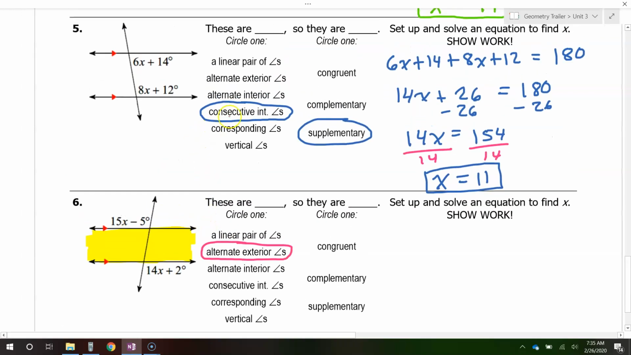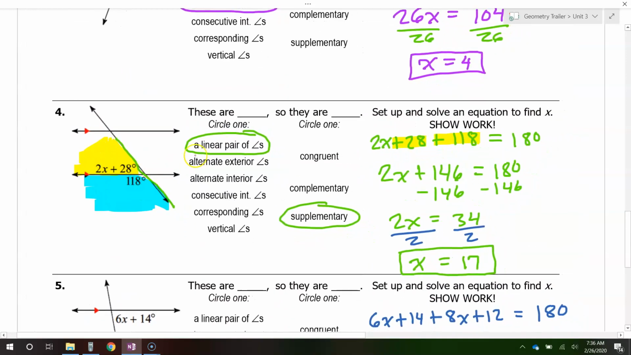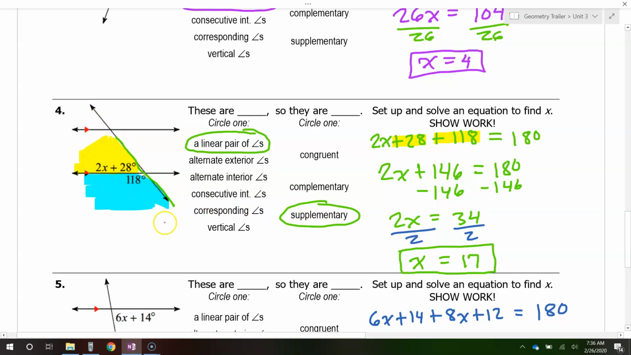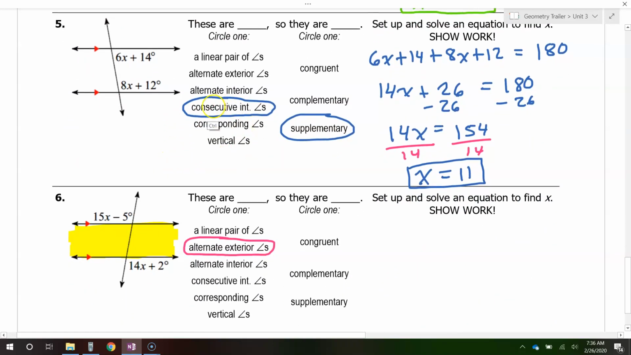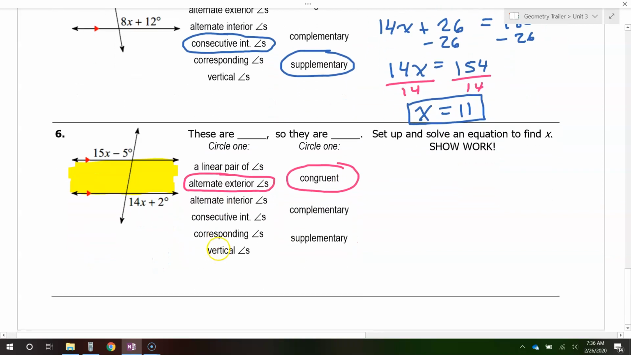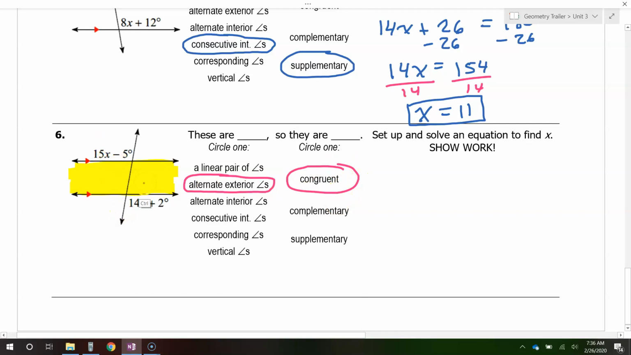Oh, by the way, when I said that consecutive interior angles are supplementary, that's only if the lines are parallel. Did I say that for number 4? The linear pair will always be supplementary. The parallel lines have nothing to do with it. But these two things are true only if the lines are parallel. So these should be congruent because the lines are parallel, which means that they should equal each other. So that's why I should have 15x minus 5 equals 14x plus 2.